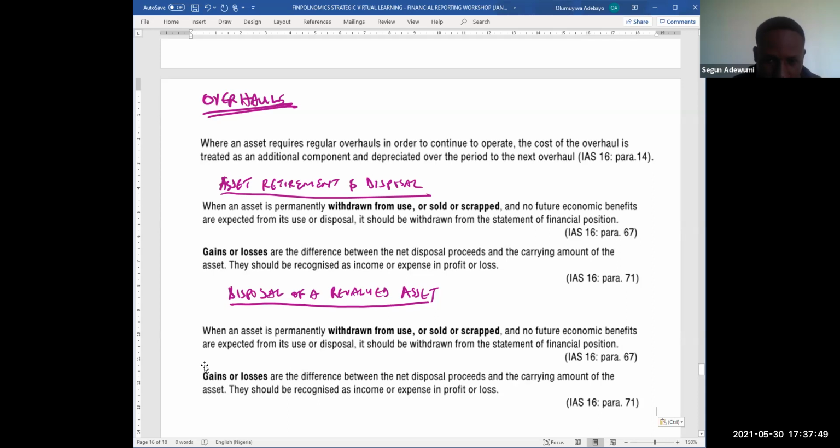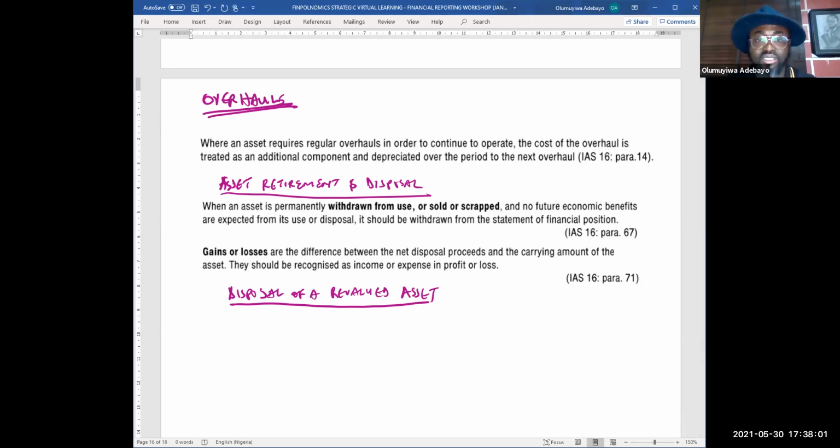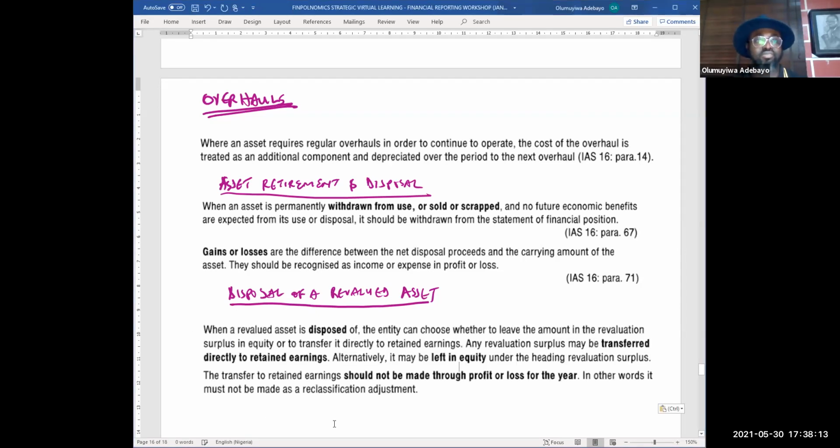Disposal of a revalued asset. When you dispose of a revalued asset, what do you do with respect to the initially recognized revaluation surplus in your books? What alternative exists also? Can you read this up?